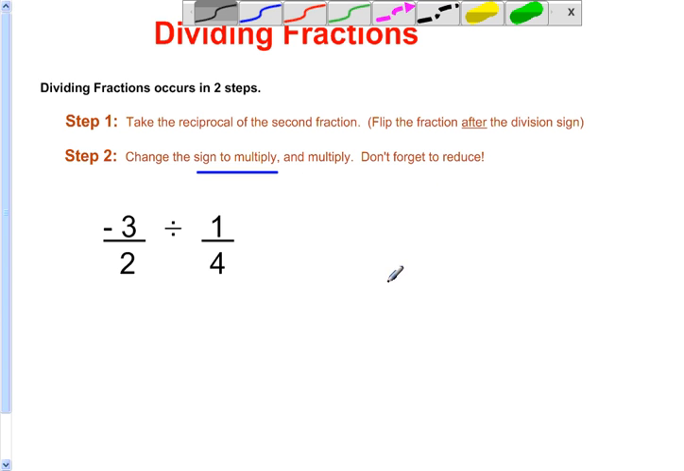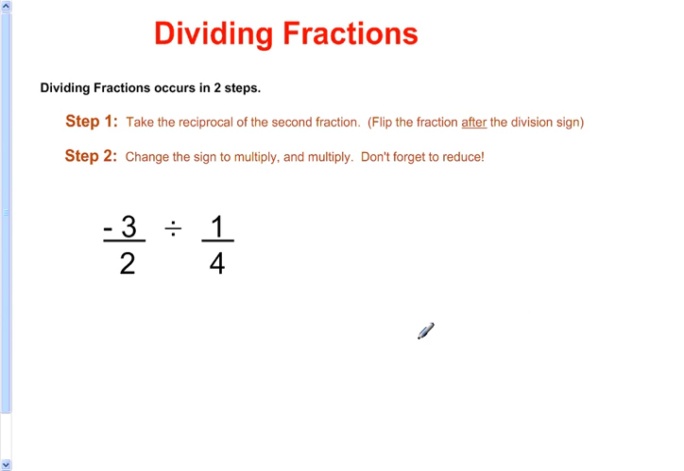So let's look at this fraction. We're taking negative 3 over 2, and we're going to divide by 1/4. The first thing we do is we take the second fraction, which in this case leaves the first one unchanged, negative 3 over 2. We flip it over. It was 1/4. Now it becomes 4 over 1, and I apologize for the messy writing. My pen's acting up here. And we just multiply.